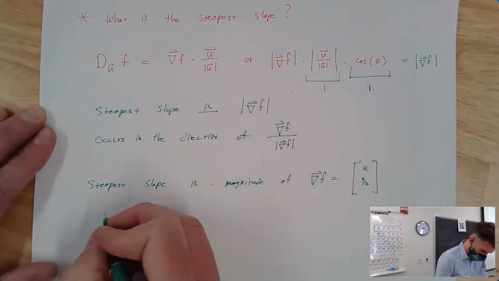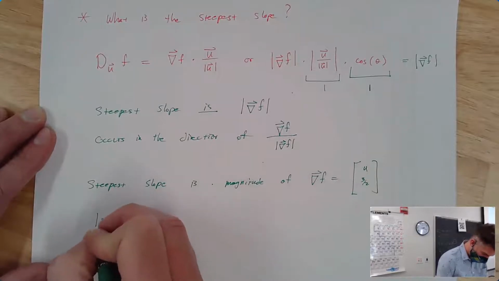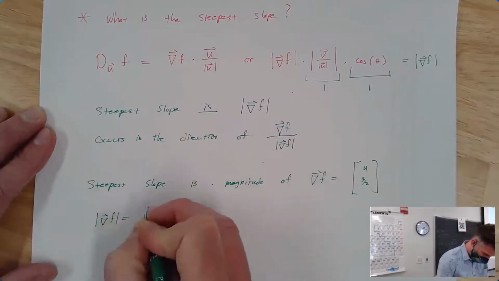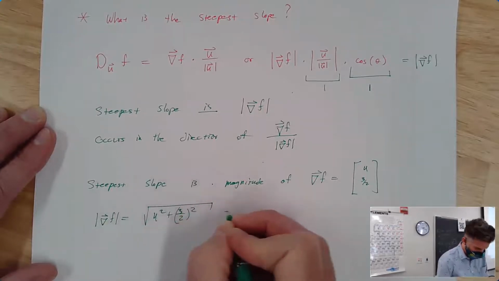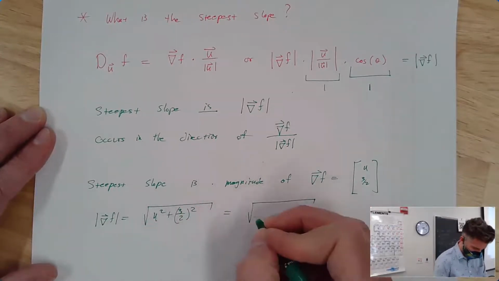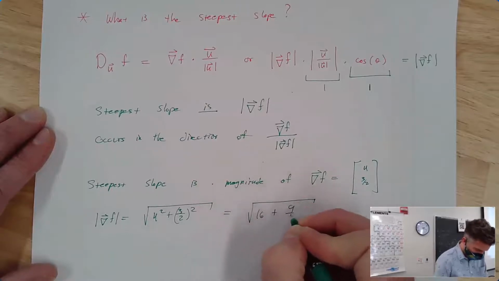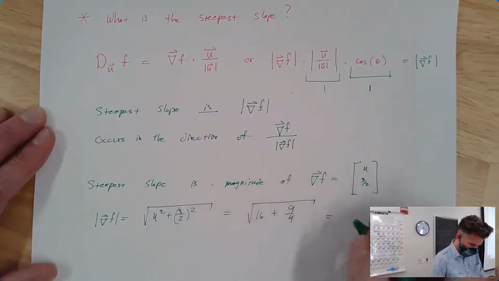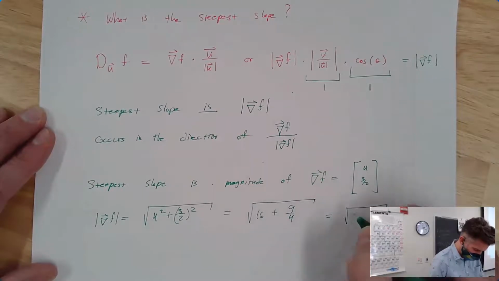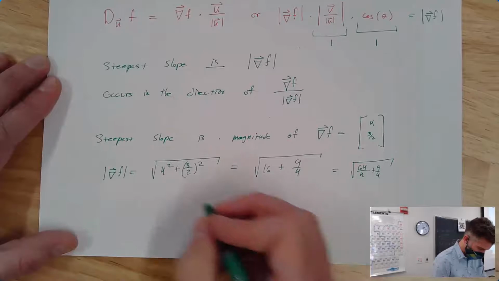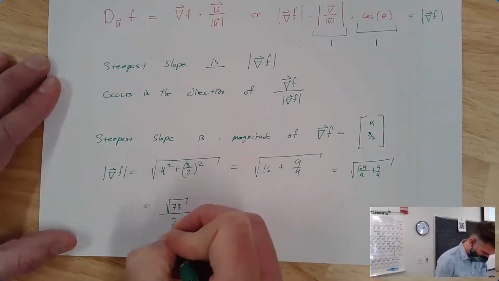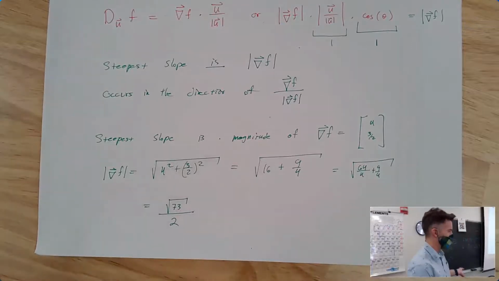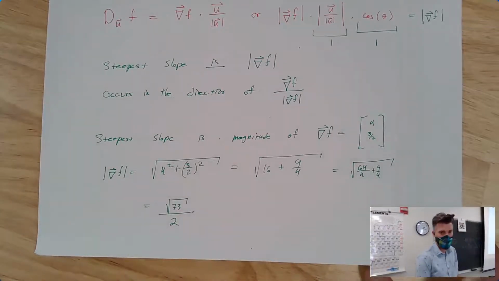Which would be the square root of 4 squared plus (3/2) squared, which I guess we could calculate. 16 plus 9/4, that's going to be 16 is 64/4 plus 9/4. So you get the square root of 73 over 2, or the square root of 73/4, but I would rather say the square root of 4 is 2.